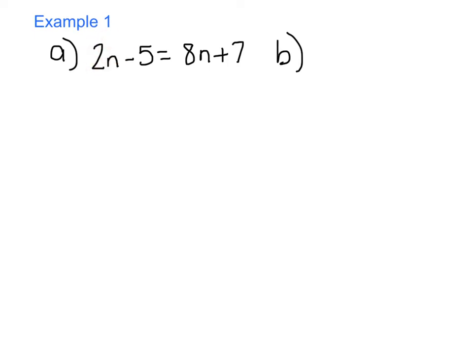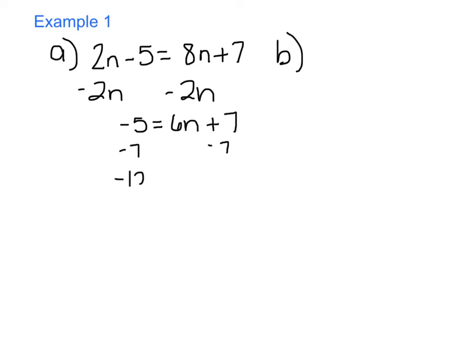Here's your hint. If you move the smallest coefficient, 2 or 8, 2 is going to be easier to move. Now, it's completely up to you what you want to do. If you want to do the opposite of plus 2n and subtract 2n on both sides, you can. The opposite of plus 8n is minus 8n, so you could subtract 8n. I'm going to subtract 2n on both sides. That leaves me with negative 5 equals 6n plus 7.